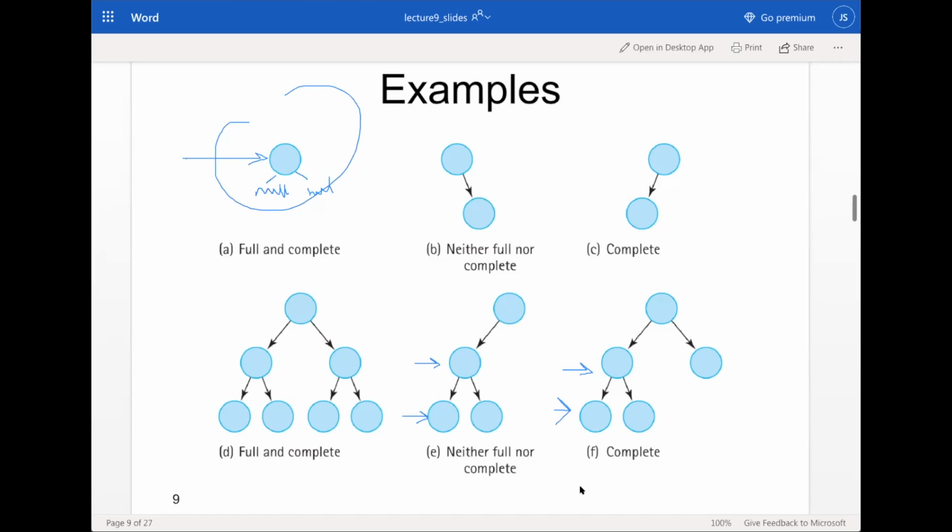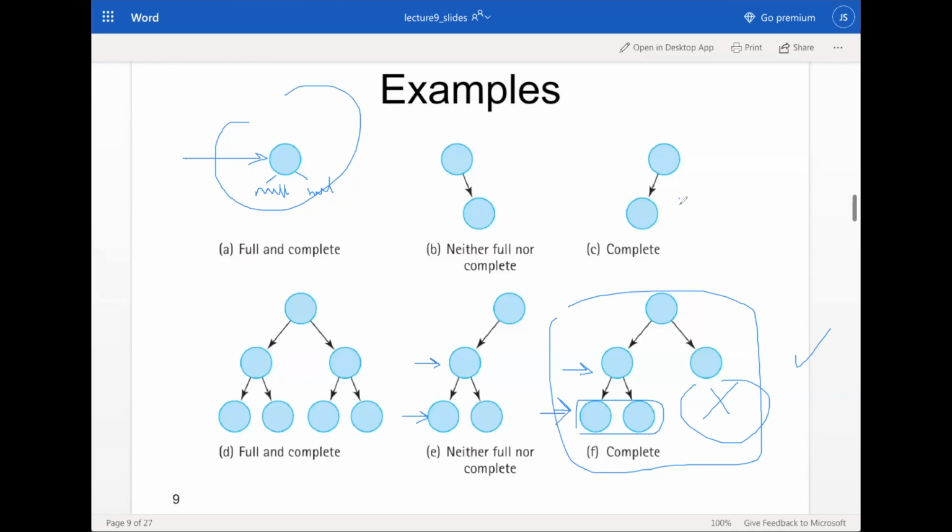In the two adjacent levels use case, the nodes on the upper level all exist, and those on the lower level are left justified. So this is missing, right? But on the very last level, all of the nodes are shifted to the left. So this qualifies as a complete tree, right? So is this one, right?